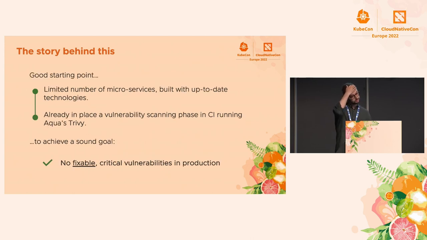So we had a very good starting point, almost a lab environment. We had a very limited number of microservices built with up-to-date technologies. Most of them used buildpacks, but as you may know, buildpacks require your app to fit into a set of requirements, and when that can't happen, the classic Dockerfile approach is unavoidable. So we also had already in place a vulnerability scanning phase in CI running Aqua's Trivy, but it was just informative and non-blocking. All of that to achieve a sound goal: to have no fixable critical vulnerabilities in production.